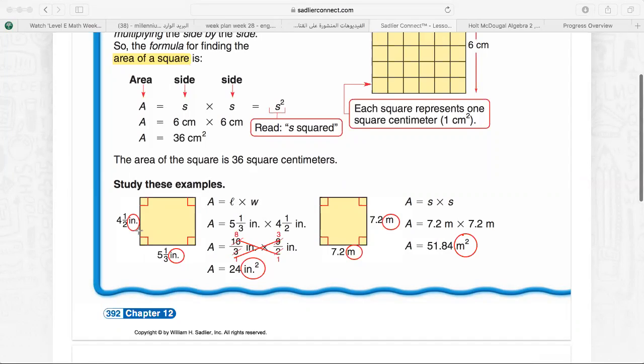Okay? So, girls, the first step, you're going to write the rule or formula. Then you're going to calculate using fractions or using decimals or using any numbers. Then you're going to write your final answer next to it, with the unit and squared.